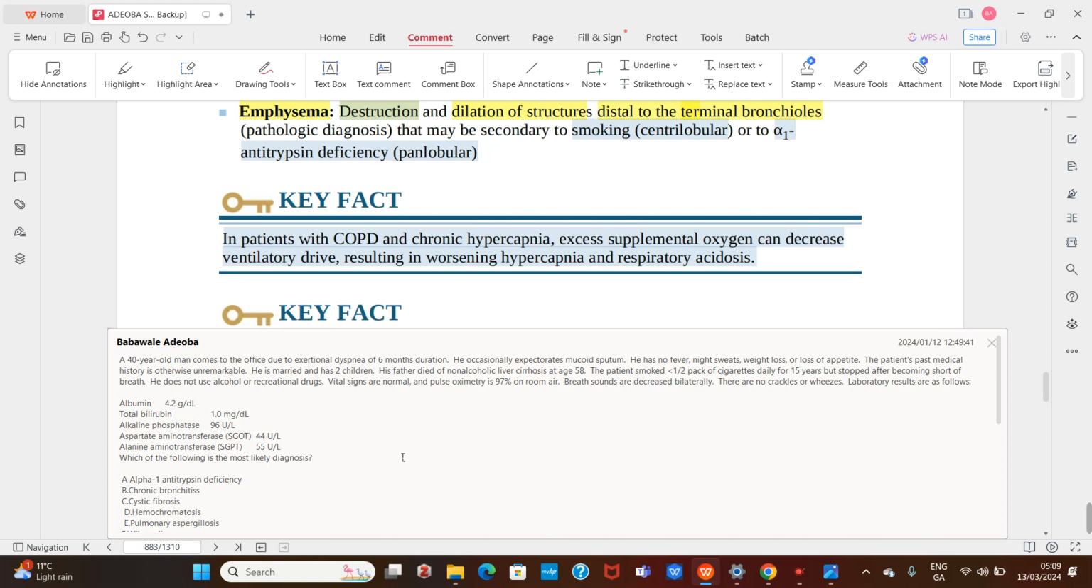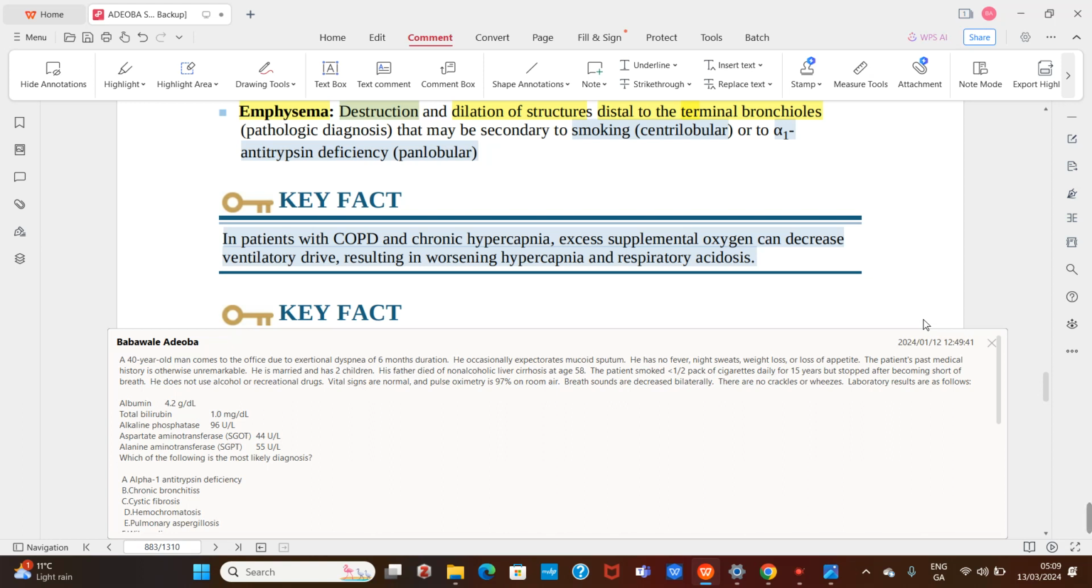Alpha 1. Involvement of lung, involvement of liver, family history of liver. This one will be more of the central part, so which one is it going to be? If it is alpha 1, then it is panacinar emphysema.